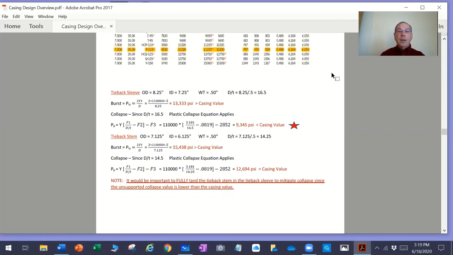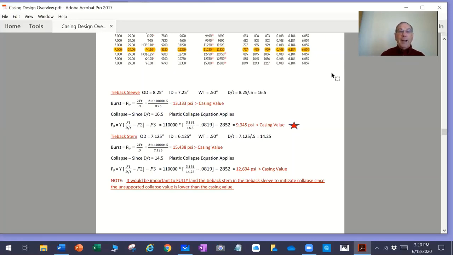The burst is 2 yield T over D. We're not going to downrate it with the 0.875 factor because it's a very pristine manufactured product that you can caliper and see that it's 1/2 inch thick. It's made within ten thousandths of an inch. So we don't have to downrate it to 0.875. We can actually use the entire wall thickness. Using the API equation without the 0.875 in front of it, we get a value of 13,333 PSI, which is greater than the casing burst rating.